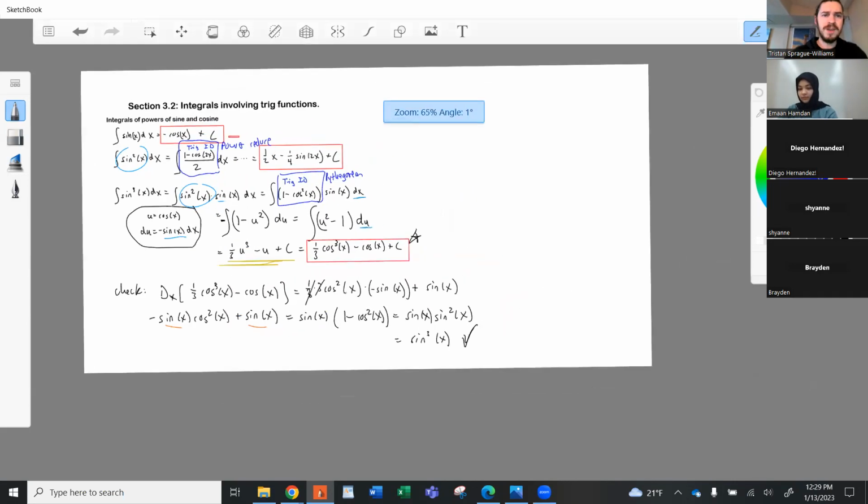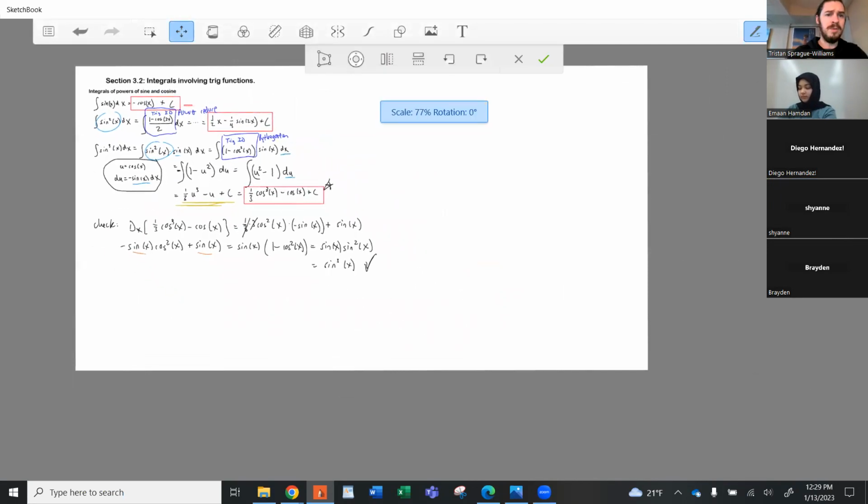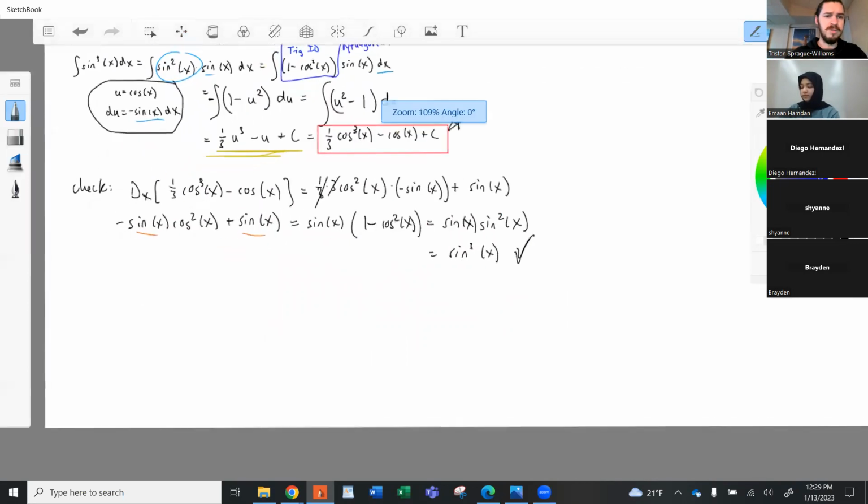So these two trig identities can help us with higher powers as well. So let's look at sine to the fourth.